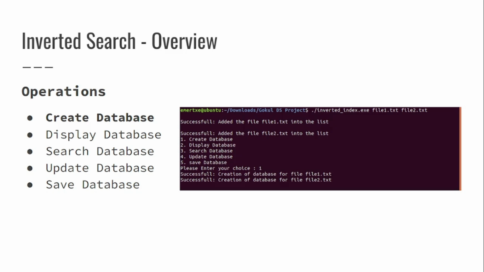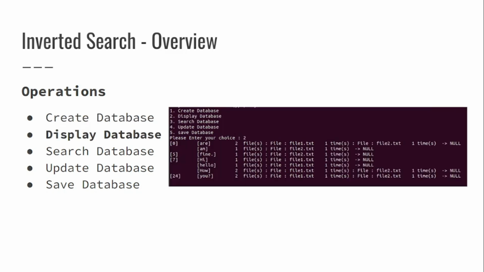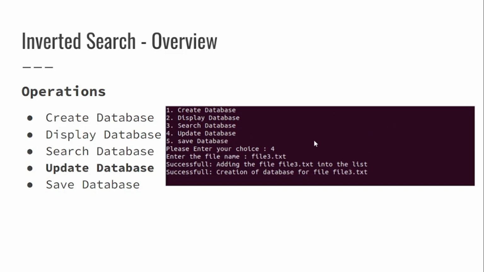Then comes update database. Here we have created a database using file 1 and file 2. Let us say we have to add another file, file 3. So the update database function comes into the picture. This file 3 is added to the existing database and a new database is created. For that purpose, the update database function is used.